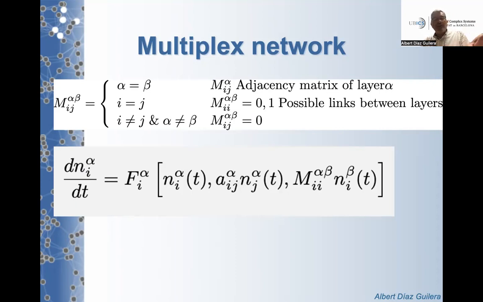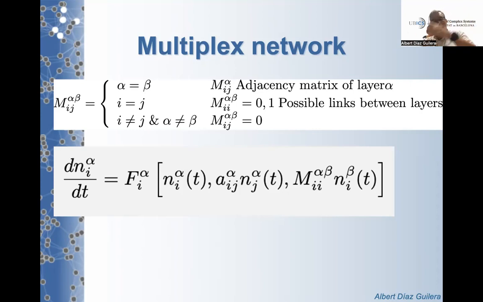a single layer. When i is equal to j, it corresponds to how the node i is connected to the node i in other layers. So then we could say it's an inter-layer connectivity. Of course, and then when we have i different from j and alpha different from beta, then these matrix elements are 0. So then we can write formally the time evolution of the system in this way.